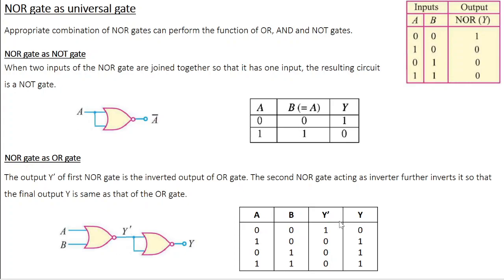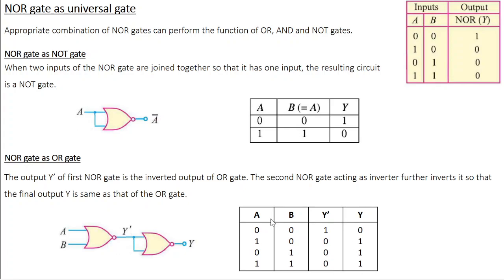So the first three columns are your regular NOR operation, right? So 0, 0, 1, 1, 0, 0, 0, 1, 0, 1, 1, 0. And when you feed it to the NOT gate, you get one more inverse. So 1 gives you 0, 0 gives you 1, 0, 1, 0, 1.